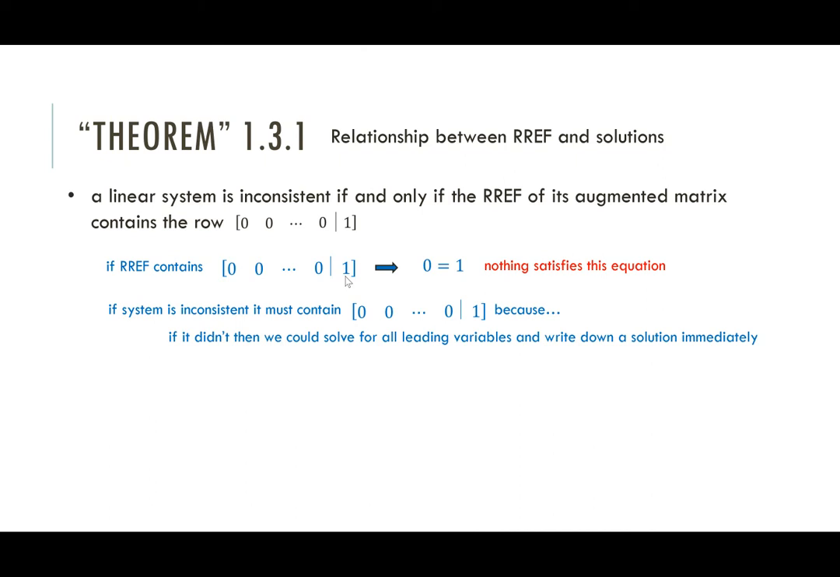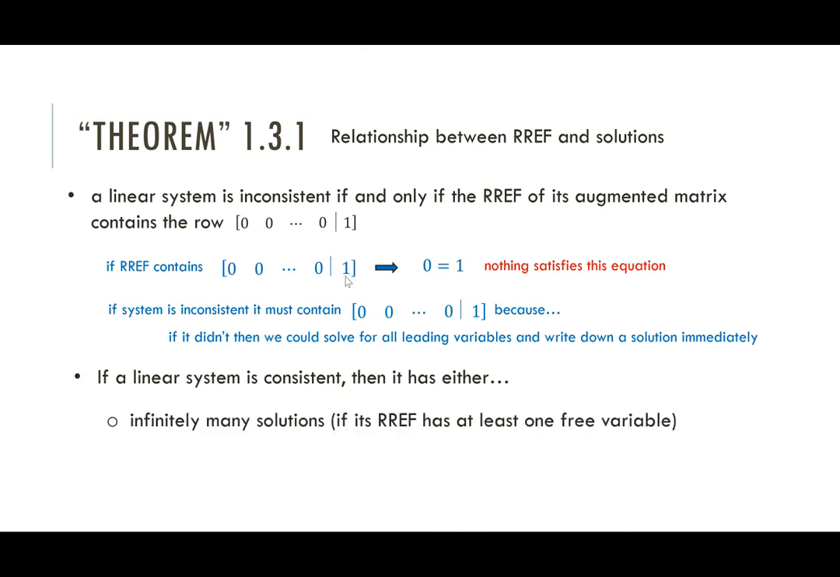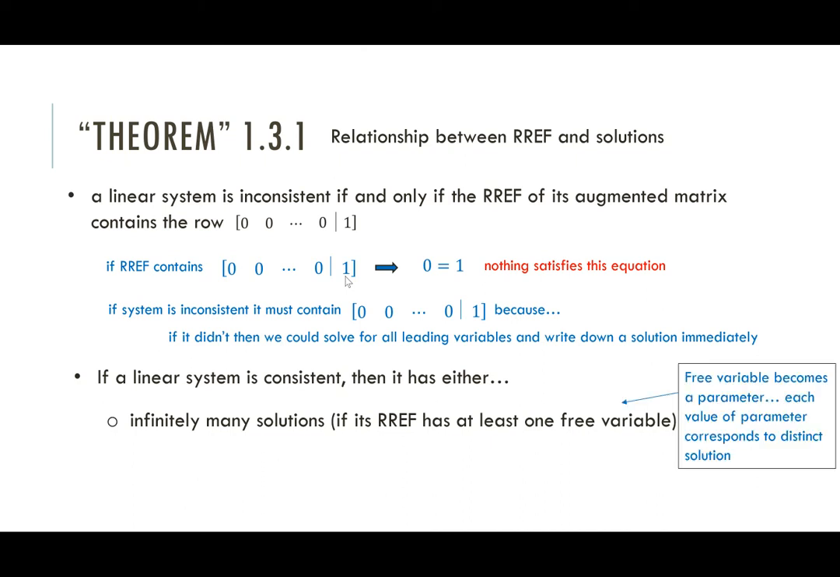Now let's look at consistent systems. If a linear system is consistent, so it has at least one solution, then it has either infinitely many solutions. We've seen this before. And the claim is that this happens if its reduced row echelon form has at least one free variable. The idea is that the free variable becomes a parameter when you write out the solutions, and each new value of the parameter corresponds to a distinct solution. The parameters can run through the reals, so you have an infinite number of solutions. So that's the thinking there.